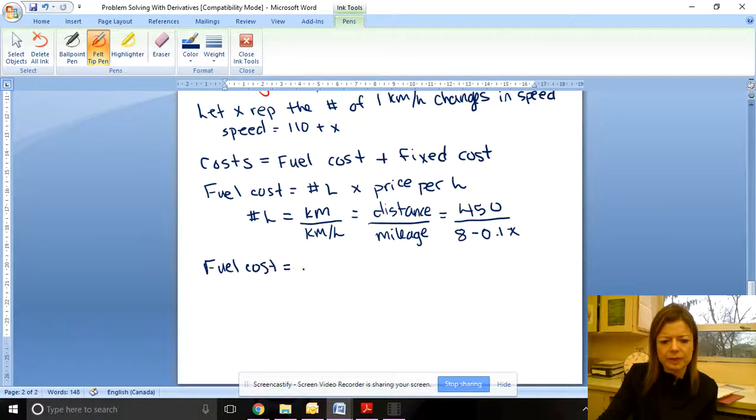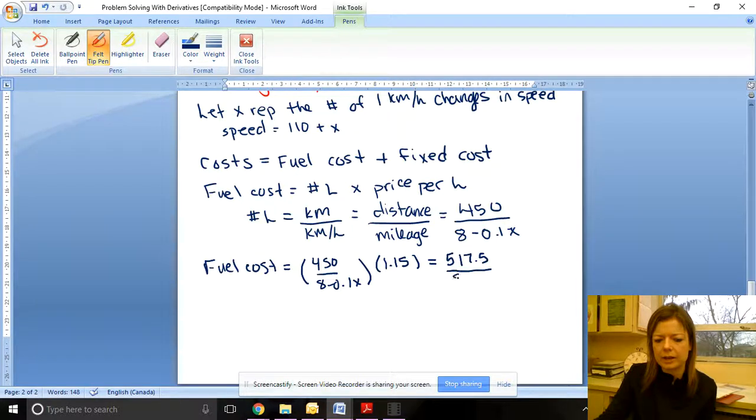Is the number of liters, so that's 450 divided by 8 minus 0.1x, times my price per liter, which is $1.15. So I can multiply that through, and I get 517.5 all over 8 minus 0.1x. So now I can come up with my total cost function.